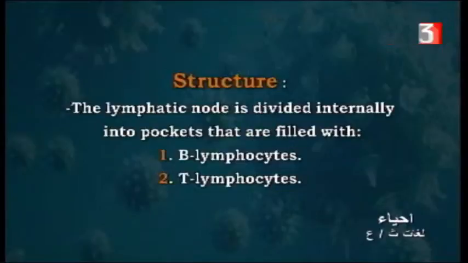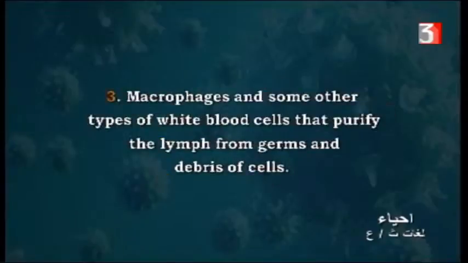What is the structure? The lymphatic nodes are divided internally into two pockets, B lymphocytes and T lymphocytes. Macrophages and some other types of white blood cell purify the lymph from germs and debris of cells, or any undesirable type of cells. The macrophage can engulf them.